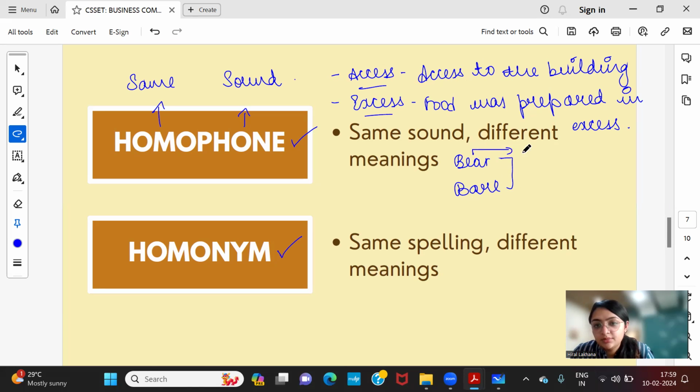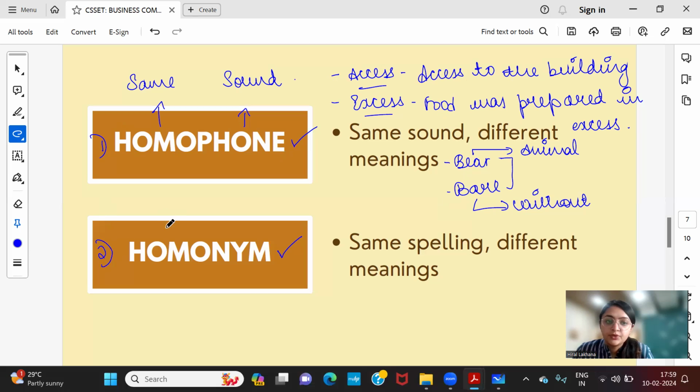Here this can mean the animal bear, and this can mean without something. So if I am saying he went to the temple barefoot, it means that he went without any footwear. So these two words have the same sound, but they have completely different meanings. So that is homophone for us.